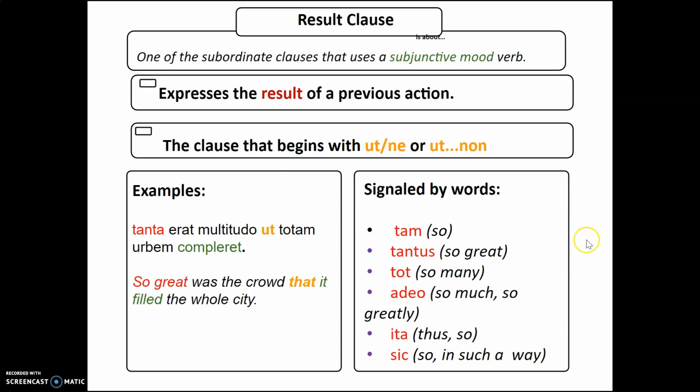I call these the so words because, as you notice, they're all translated with the word so. For example, yo mama jokes use result clauses. Yo mama's so fat that her belt could go round the whole world. Oh, burn.